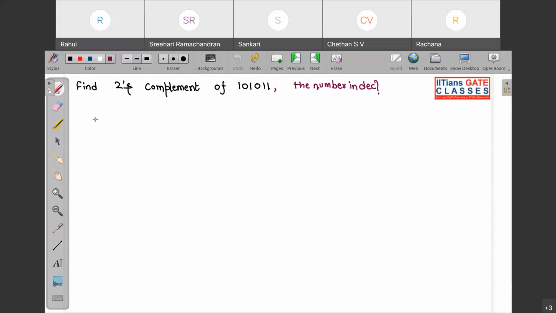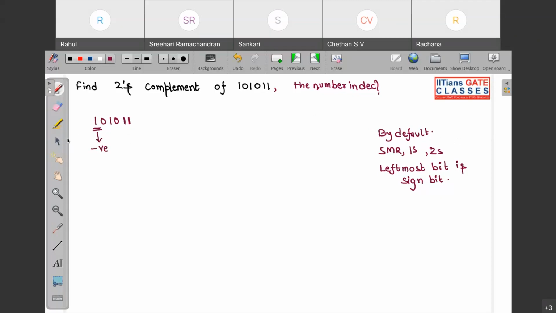Look, the number over here is 101011. I told you that by default, in sign magnitude representation, in 1's complement, even in 2's complement, the leftmost bit is the sign bit. So if the leftmost bit is the sign bit, you can see this is 1, and 1 corresponds to a negative number.